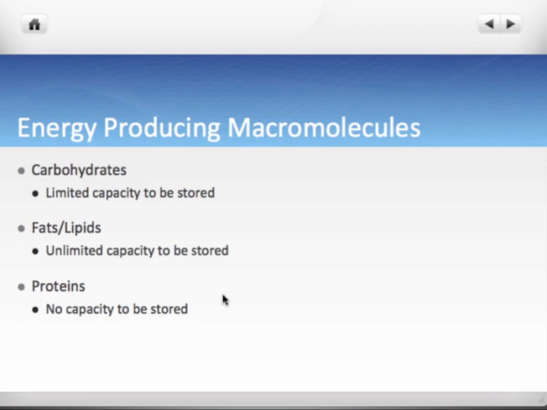The energy-yielding macromolecules. The three that we just talked about were carbohydrates, fats and lipids, and proteins. The storage capabilities of all of those: carbohydrates have limited capacity to be stored, fats and lipids are able to be stored unlimitedly, and proteins cannot be stored at all. So hopefully from our previous activities you guys are familiar with that. If not, go look at how they're stored, how fats can be branched and all that, and hopefully it'll start making a little bit more sense.